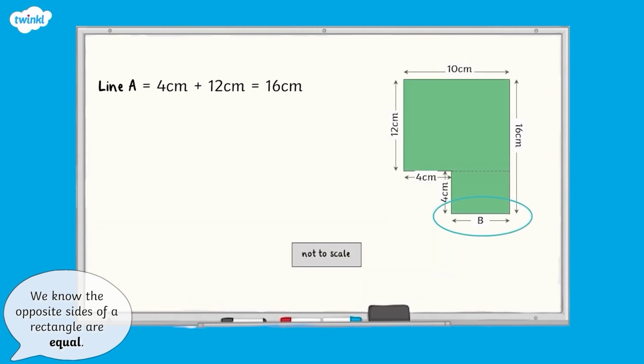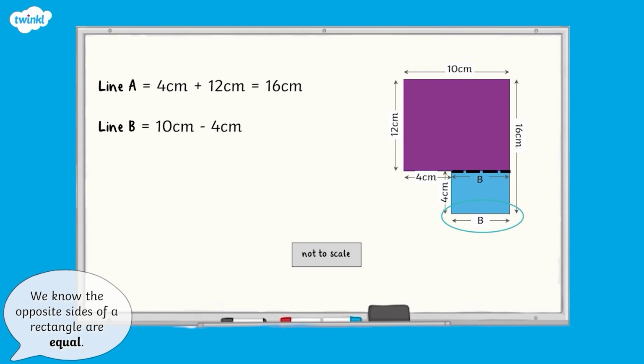Line B is horizontal, which means it runs from left to right. We can divide the original shape into 2 rectangles by adding a horizontal dotted line here. We can see that the width of the purple rectangle is 10 centimetres, as this is labelled. The 4 centimetre horizontal line and the dotted line that is equal to B must add together to make 10 centimetres, as they make up the opposite side. 10 subtract 4 equals 6, so B must be 6 centimetres long.